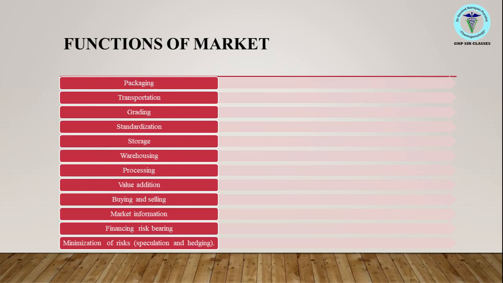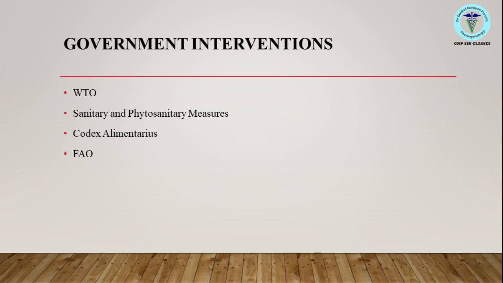The functions of the market include packaging, transportation, grading, standardization, storage, warehousing, processing, value addition, buying and selling, market information, financing, and minimizing of risks. The government interventions that regulate markets are World Trade Organization, Food and Agriculture Organization and Codex Alimentarius.